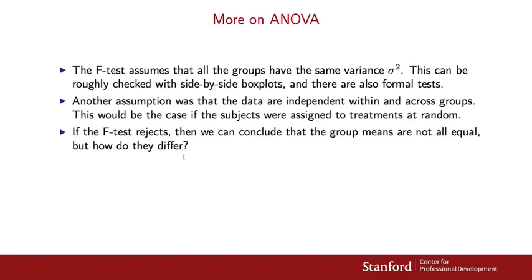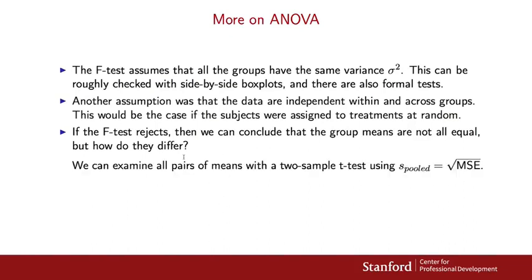Finally, suppose we do the ANOVA and the F-test rejects. So the conclusion is that the group means are not all equal. The next question then is, how are they different? One way to look more closely at those differences would be to use two sample t-tests comparing all possible pairs of means. In this case, one would use the pooled standard deviation for the t-test. This is simply the within-group variation, so it's the square root of the error mean square.